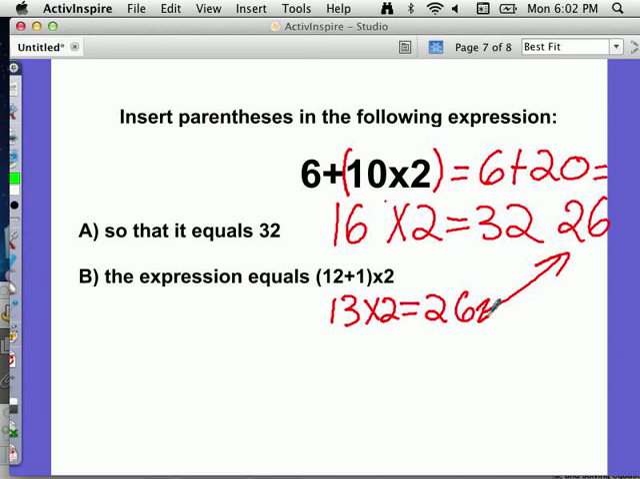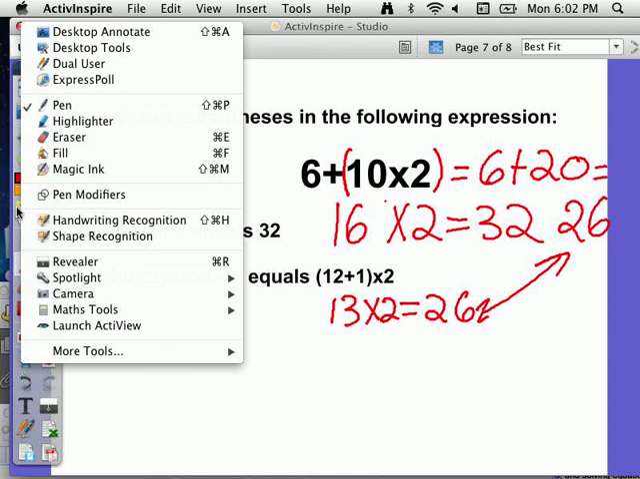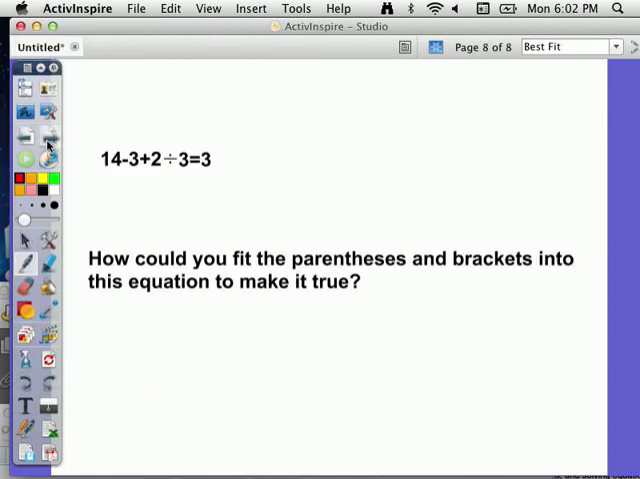Well, I think that sums up this part of the lesson. Wow, those were so fun. That went pretty fast. Wait a minute. One more. You thought we were done, didn't you? Oh, we were done. How could you fit the parentheses and brackets into this equation to make it true?